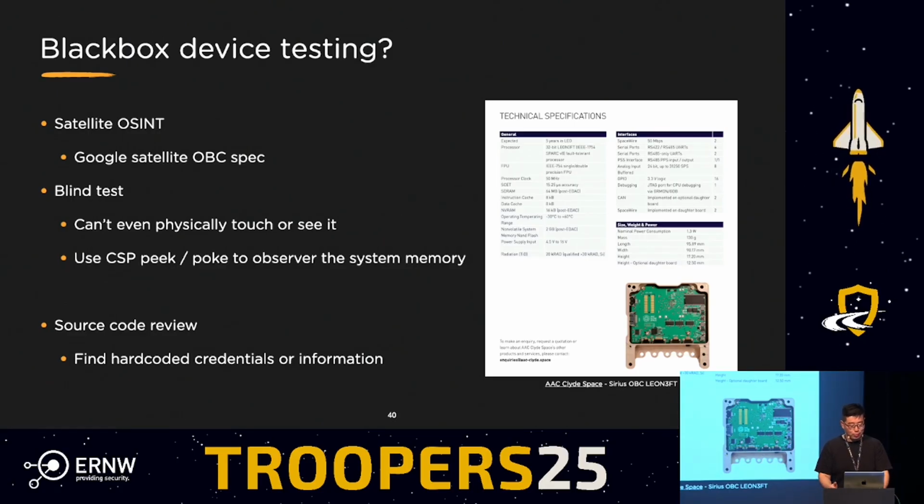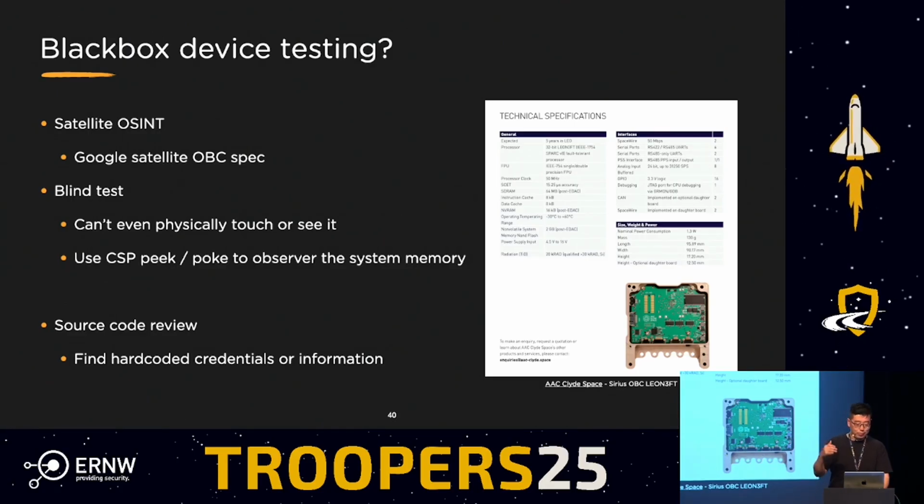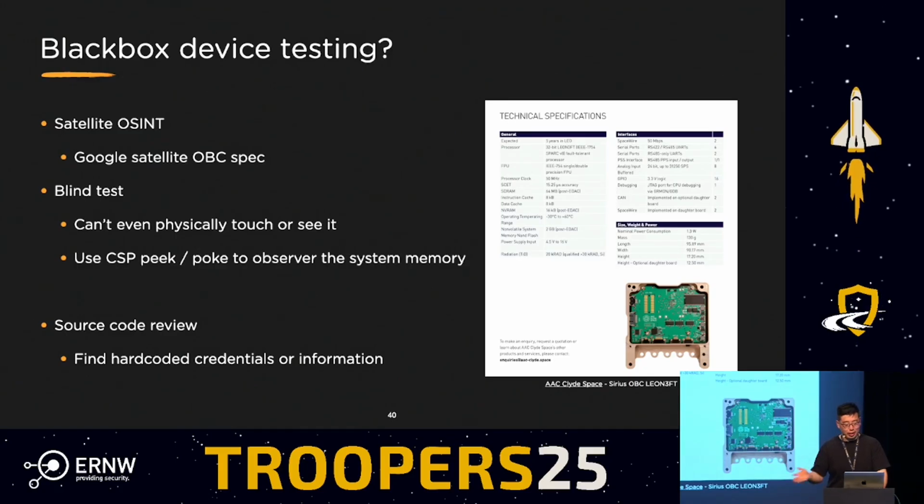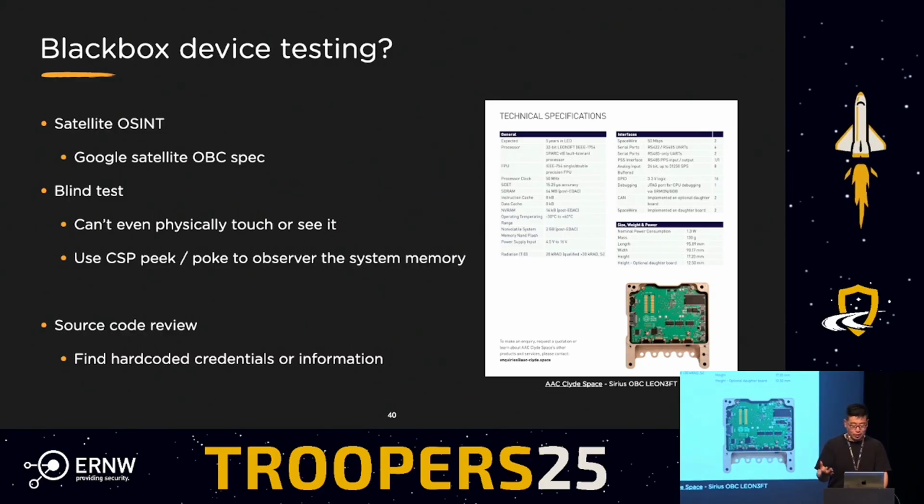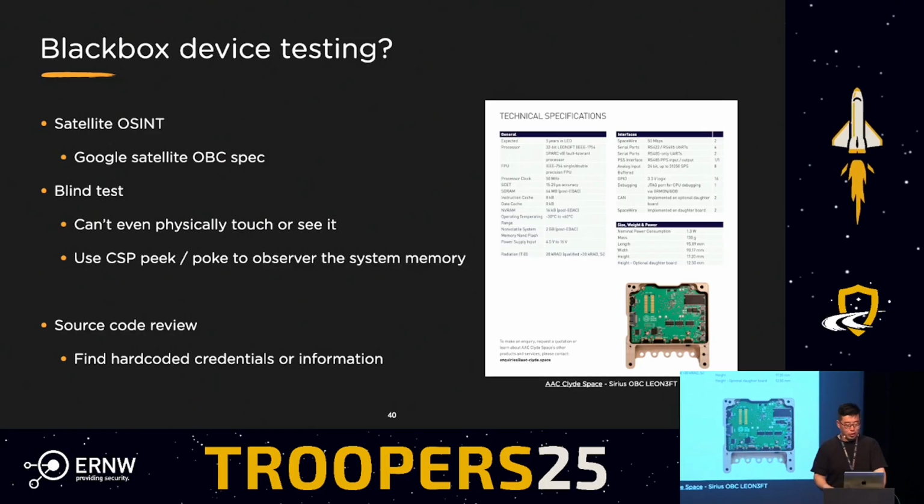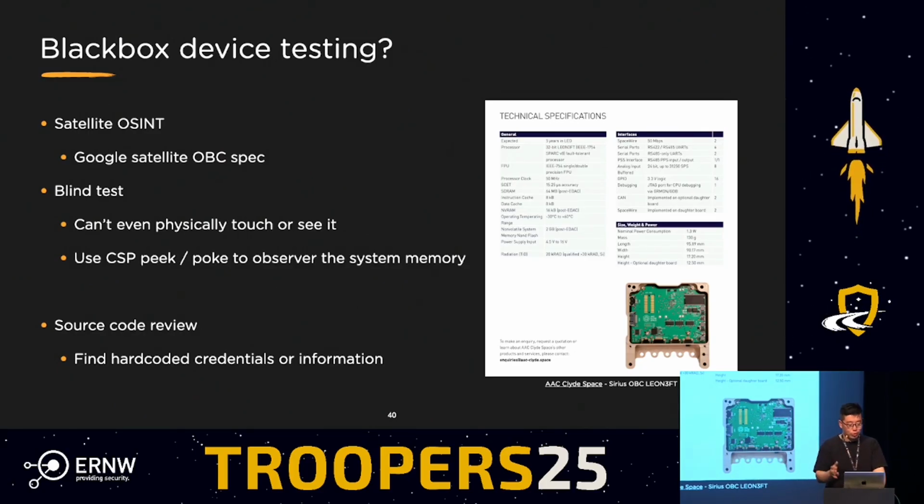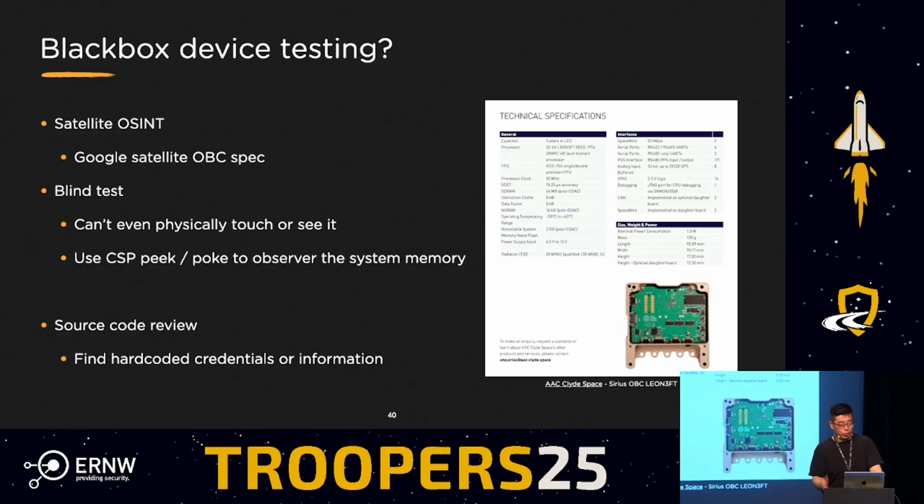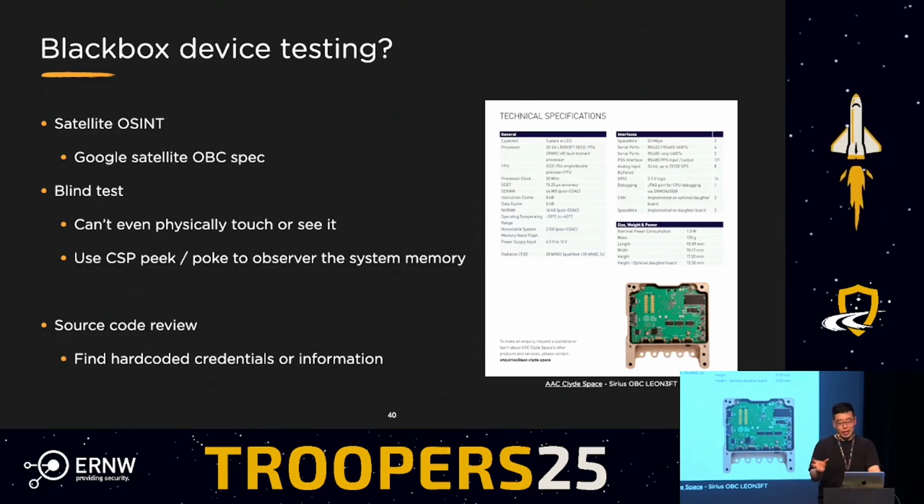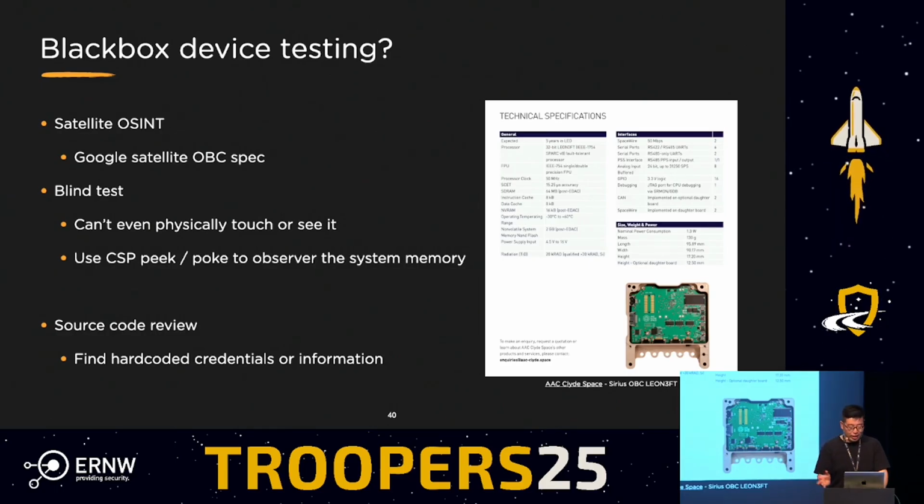And also the blind test: probably I can use CSP peek and poke to observe the system memories, but it will take a very, very long time. So I came up with the idea that I can do a source code review on the website first and see if there are hard-coded credentials or memory addresses or any kind of information inside.